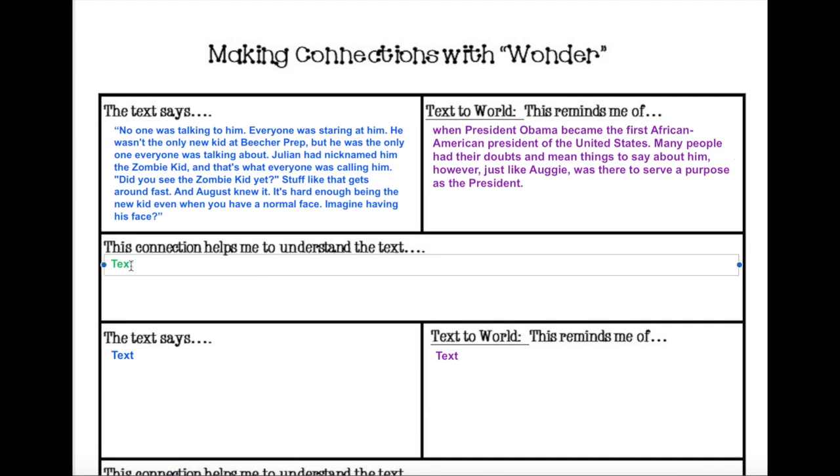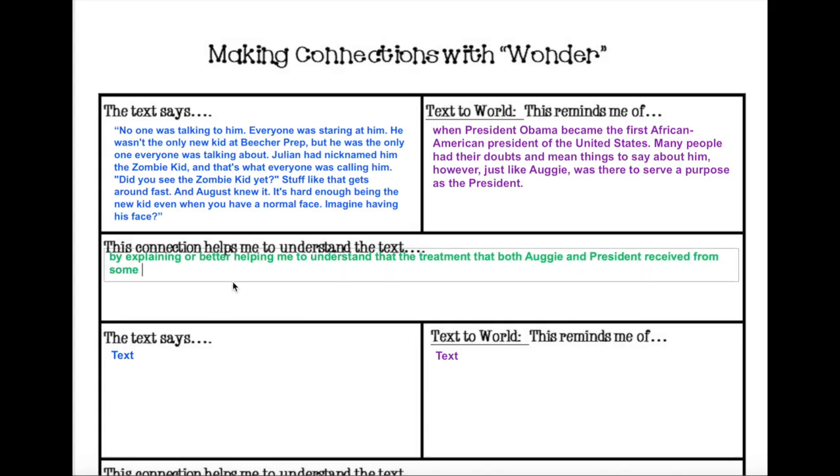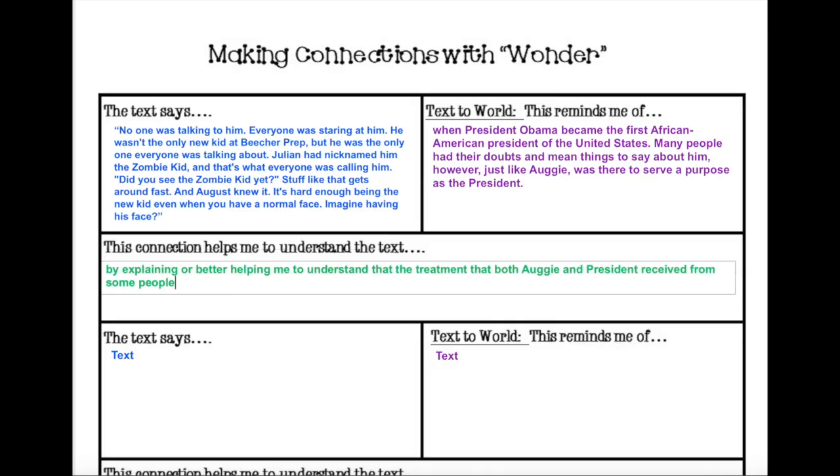So after I've made my connection and I've explained what it reminded me of, this connection helps me to understand the text by explaining, or better helping me to understand, that the treatment that both Augie and President Obama received from some people, because remember, not everyone was rude and or mean to them, was not their fault, but rather the fact that people are afraid of something new.